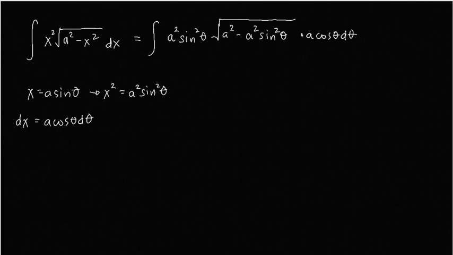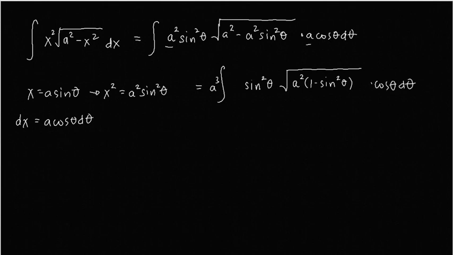So for the meantime, we have a squared here and we have a here. So this can be simplified into a cubed integral of sine squared of theta times the square root of a squared minus a squared sine squared theta. Then we have a squared as common term. So we have a squared times 1 minus sine squared of theta. And then we have cosine of theta d theta.